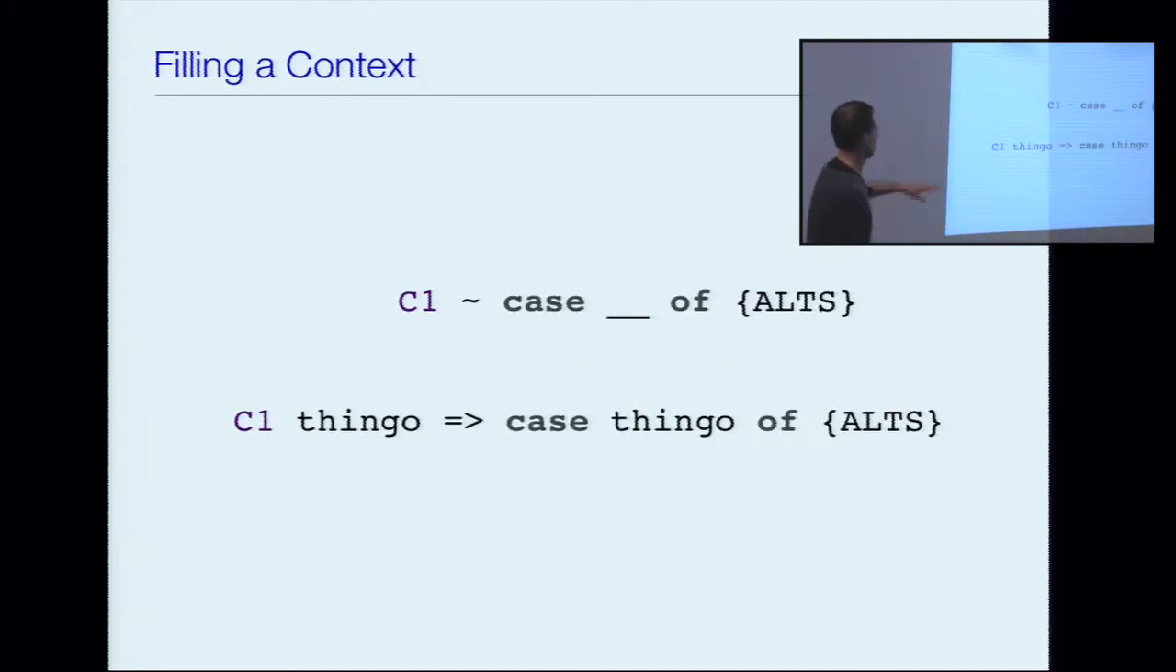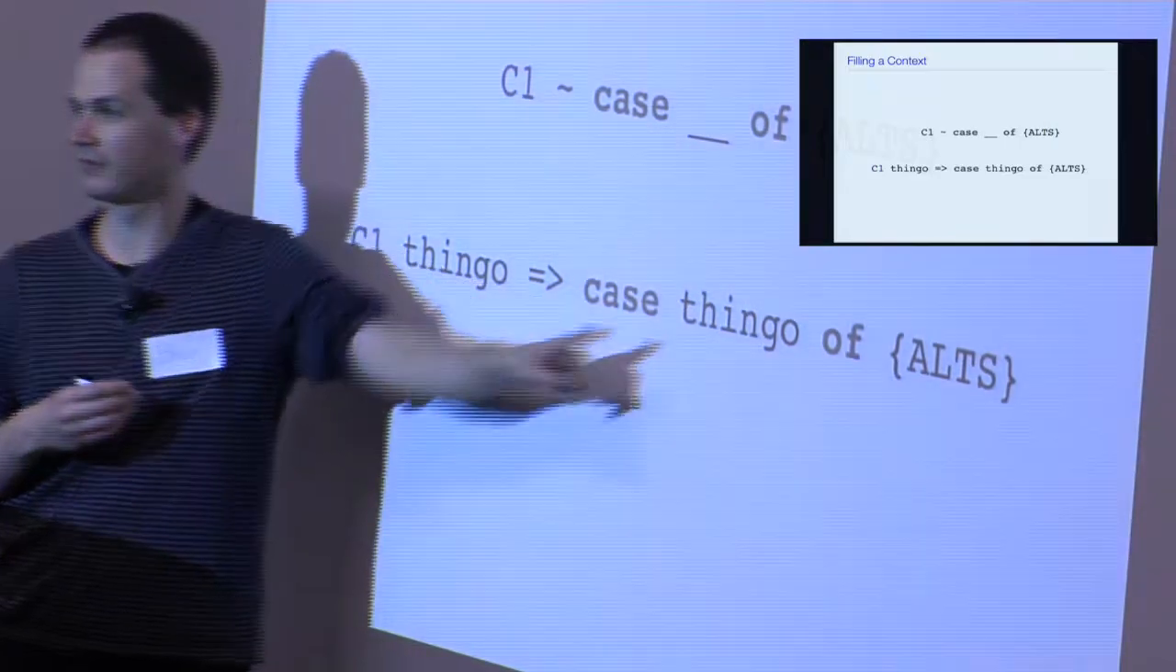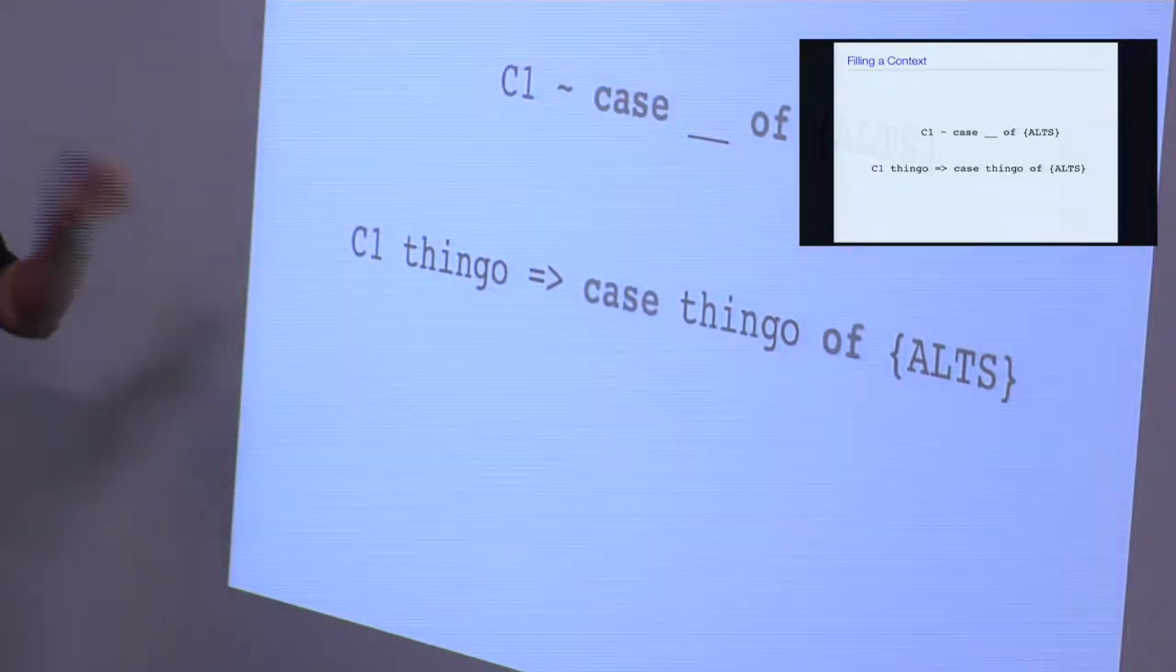So just a bit more on how these contexts work. Say if I define a context, I'm going to say C1 is the context which has a hole in this part of the case expression. When I apply the context to an expression, I just fill in the hole. Okay, it's just the notation that I'm using. Happy with that?